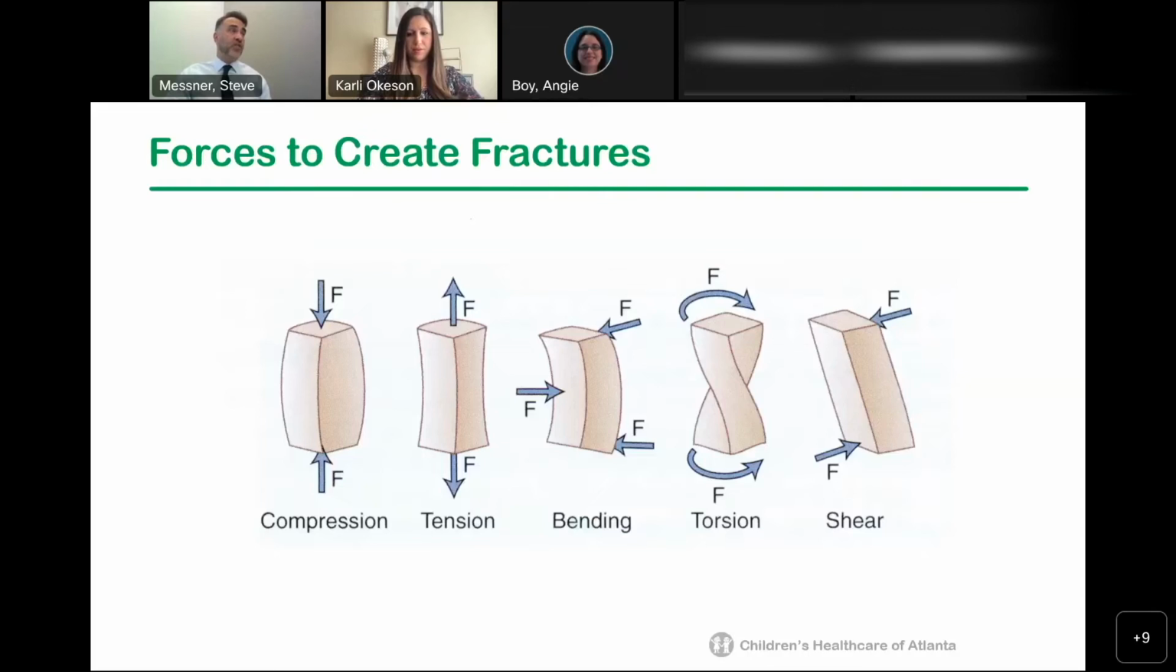To create a fracture, you really just need to apply a force to the bone beyond the ability of the bone to resist that force, and then it fails. So these are the different ways that you can put forces on the bones. You can squish it down, that's a compression force. You can pull on it, that's tension. You can bend it, you can twist it, that's a torsion force, or you can put some shearing forces on it. And in real life, it's not a lab, so oftentimes it's not just one of these forces being applied to the bone, whether it be an accidental mechanism or a non-accidental mechanism. Oftentimes we'll have a combination of these forces.